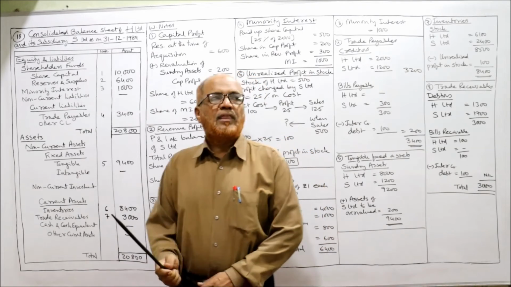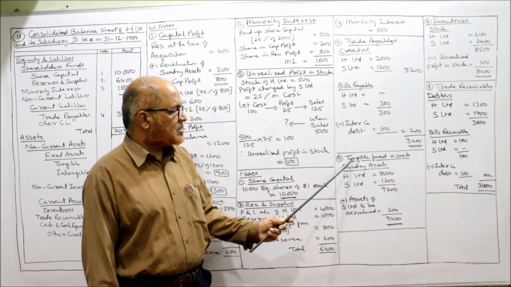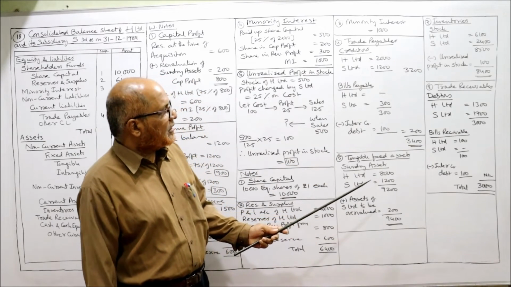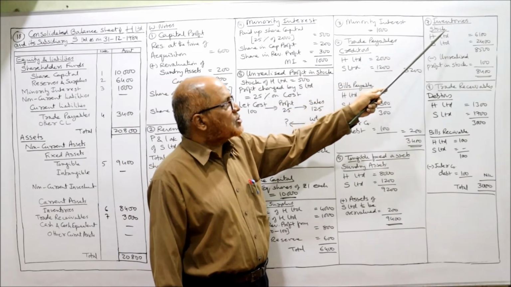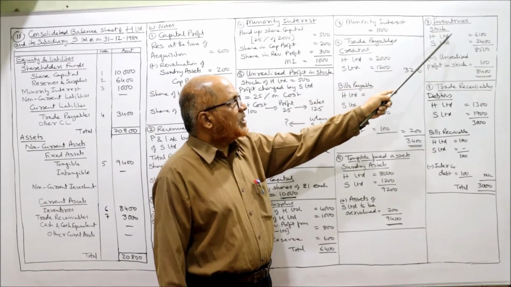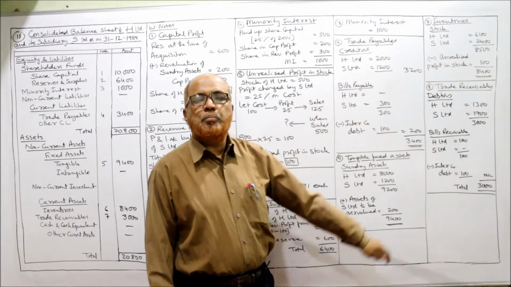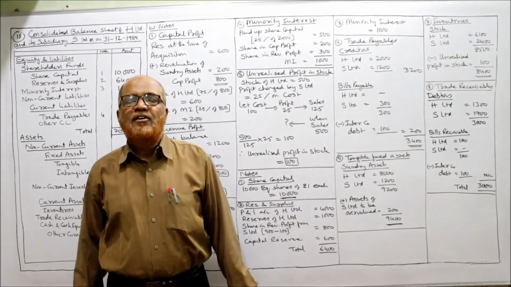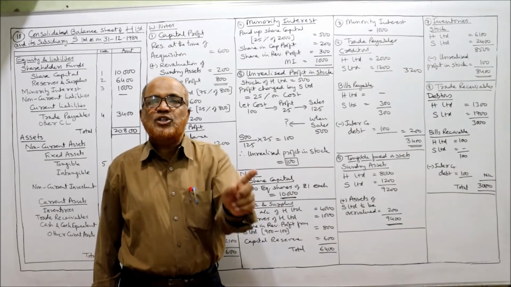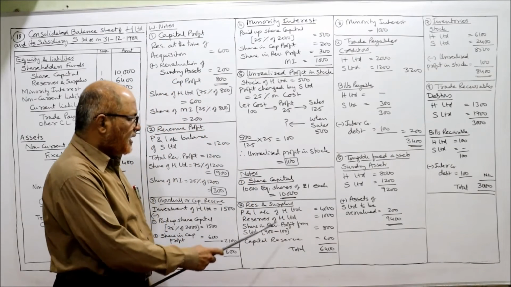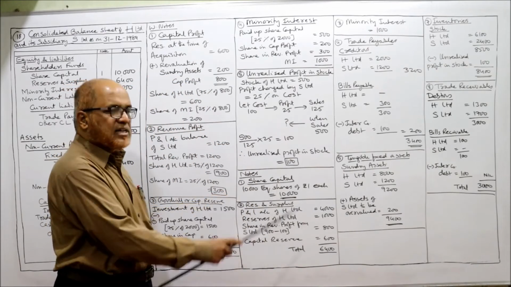Inventories, 6th. Now you see 6th note, inventories. Where is that inventories? Here. Actually, I have taken 7th, this is the 6th one. Inventories, stock. Stock of H Limited, stock of S Limited. Both the stocks we have added. From that we deduct unrealized profit in stock. Already I have calculated, unrealized profit in stock is 100.